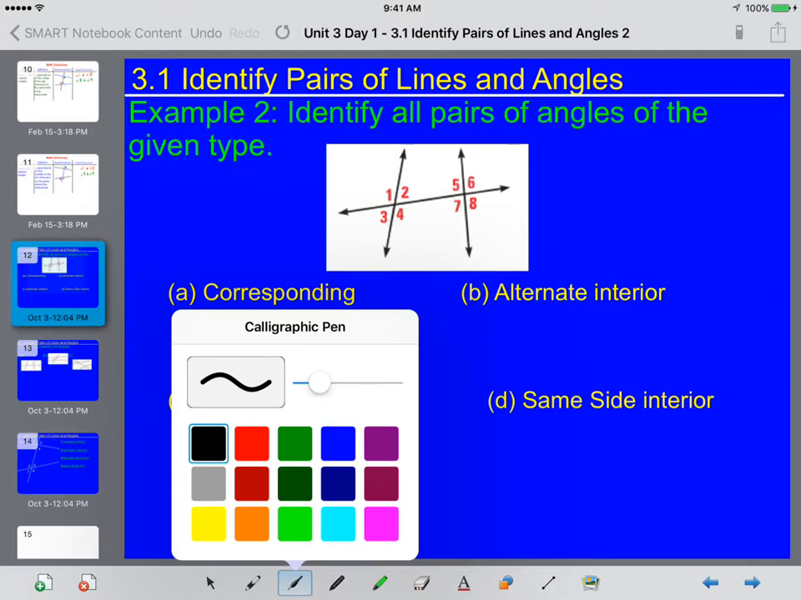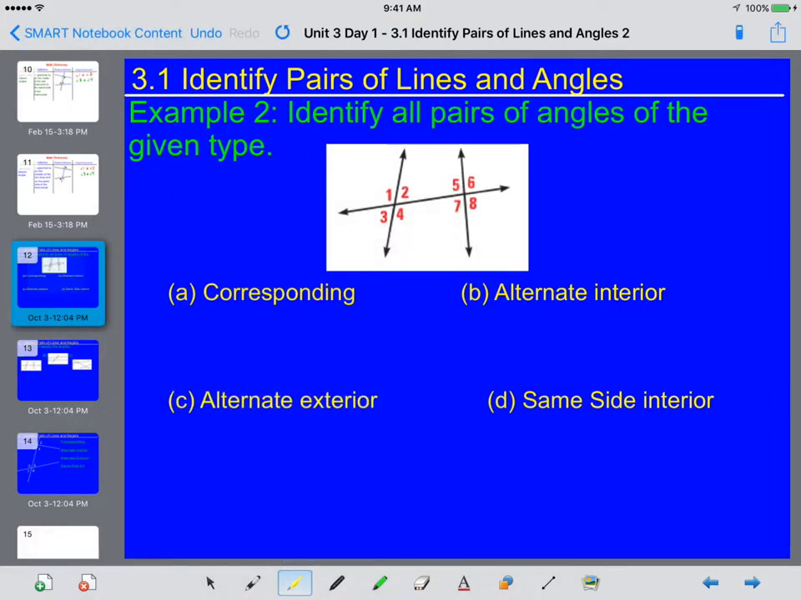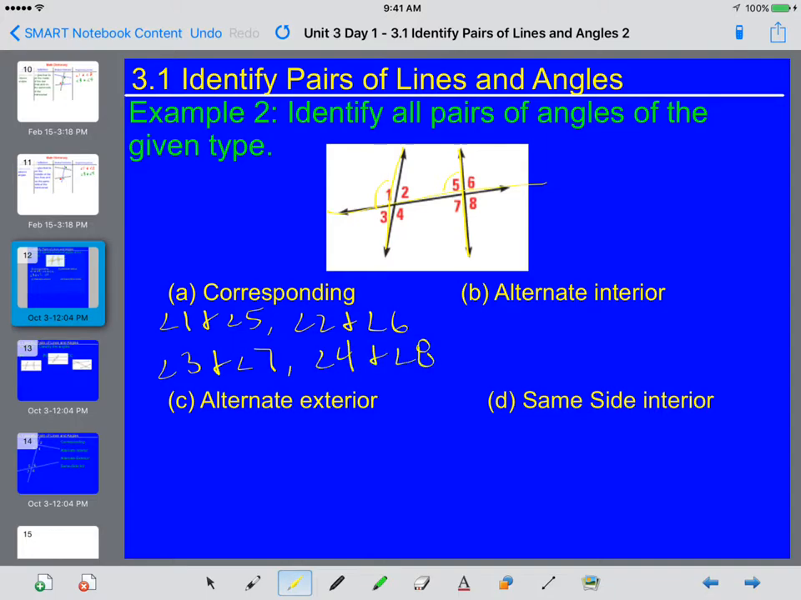Let me get a nice color. I'll go yellow. Corresponding angles. So if we look, we've got our two lines and our transversal cutting down the middle. Corresponding angles are angles that are on the same side, one interior, one exterior. So corresponding would be angle 1 and angle 5, angle 2 and angle 6, angle 3 and angle 7, angle 4 and angle 8.